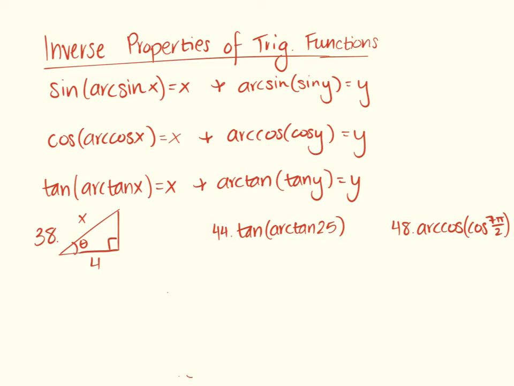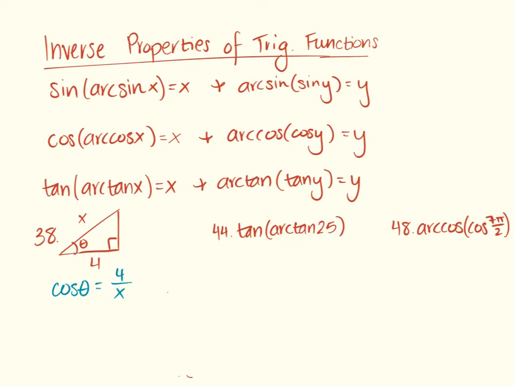So in 38, we've got this triangle here. That's a right triangle with adjacent side being 4, hypotenuse being x, and we're looking at theta. What we want to do is find an expression for theta in terms of x. So essentially we want to make some sort of equation for theta. First, notice we have adjacent and hypotenuse, which is cosine. So cosine of theta is equal to 4 over x.